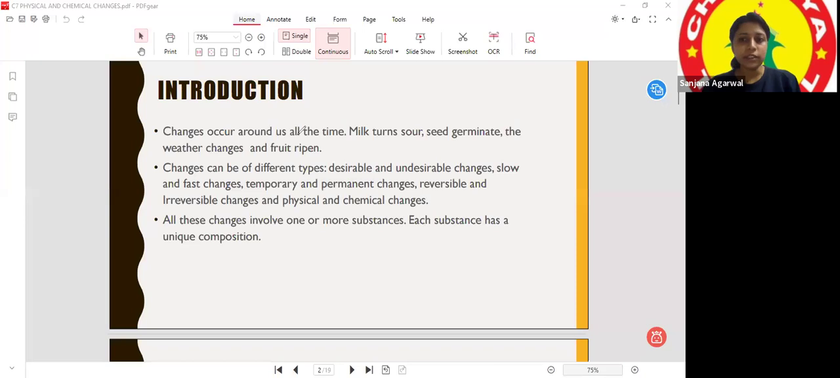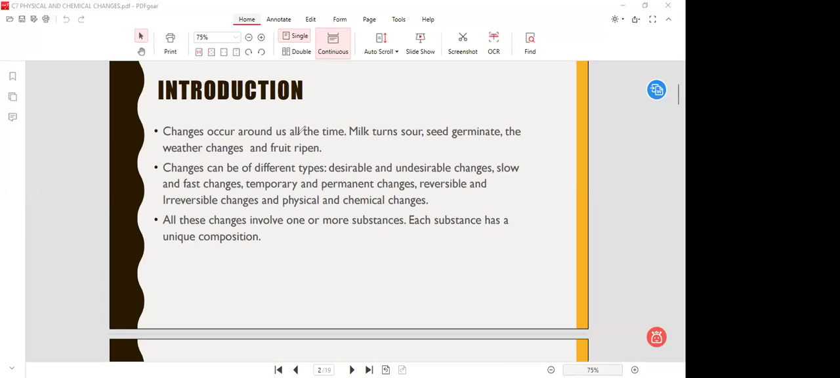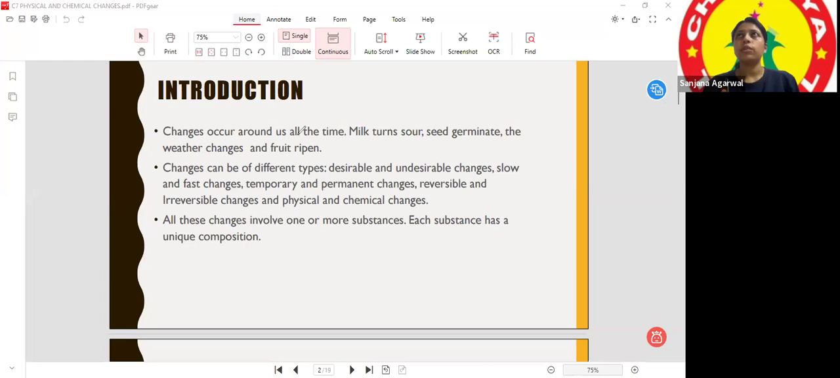The materials, the wooden furniture, the metal furniture in our home, after years we see that some of their shine is getting dull. The iron materials are getting rusted. Some cells or batteries are getting exhausted, so we need to change them by the time. Means changes are happening or occurring continuously in nature. So changes occur around us all the time.